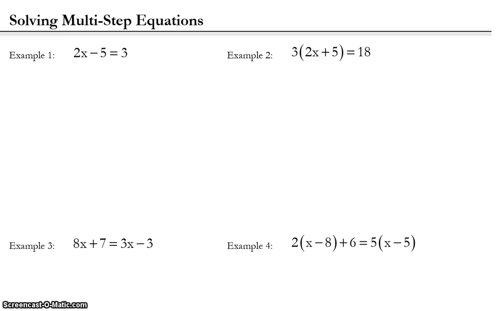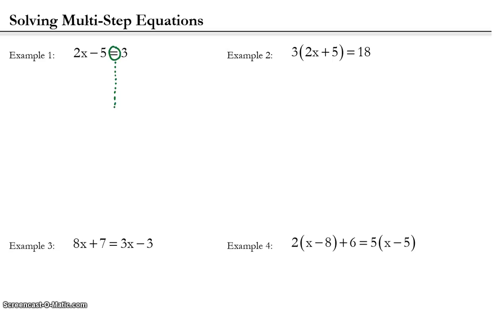So let's get started. In example 1, we see that our equal sign is here, and as I bring my equal sign down, I can visually see my two separate sides here. By multi-step, we mean we're not dealing with just 2 times x or just x minus 5 anymore. We're doing more than one thing to my variable. We're taking it and multiplying it by 2, and subtracting 5 from it.